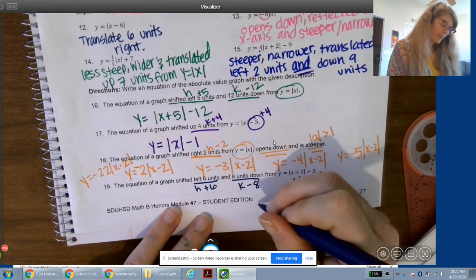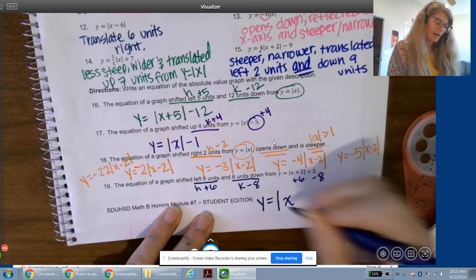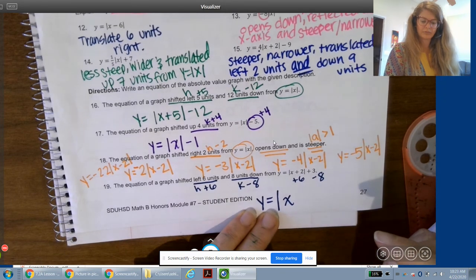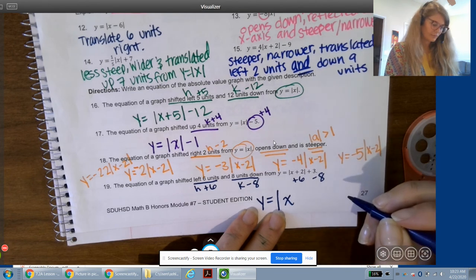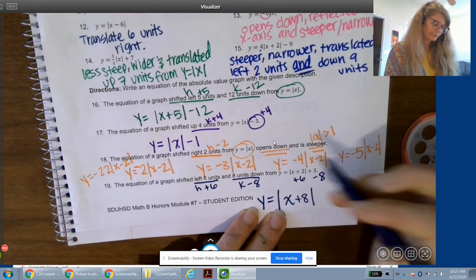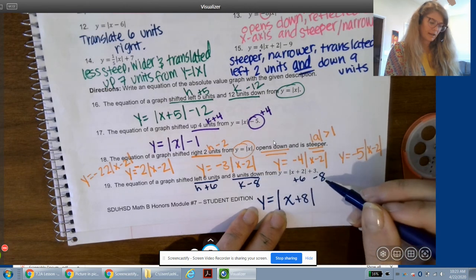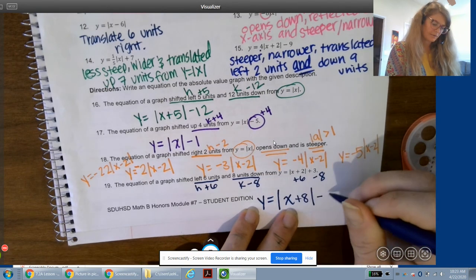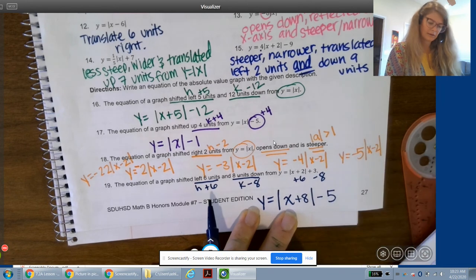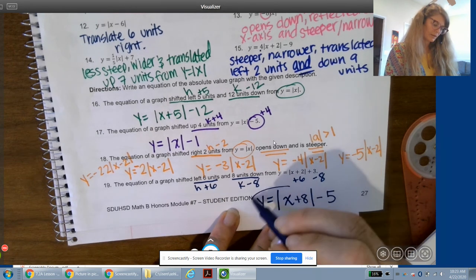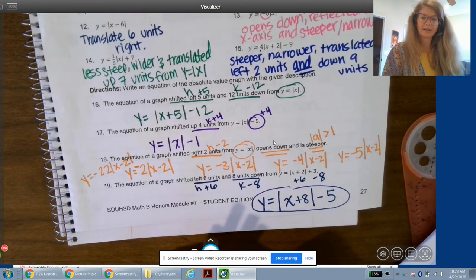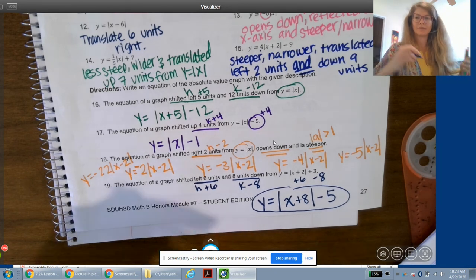We got this. Y equals the absolute value of X. 2 plus 6, 8. Down, 3 minus 8, negative 5. Left 6 plus 6. Okay, perfect. Y equals absolute value of X plus 8, all minus 5. Ta-da!